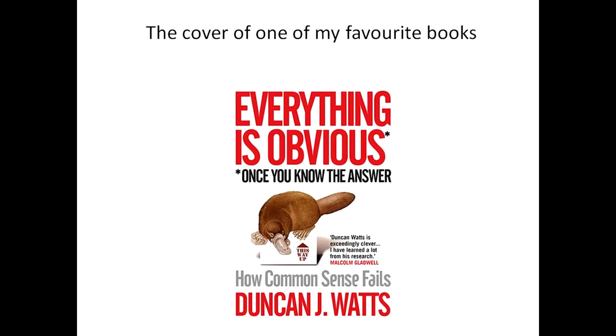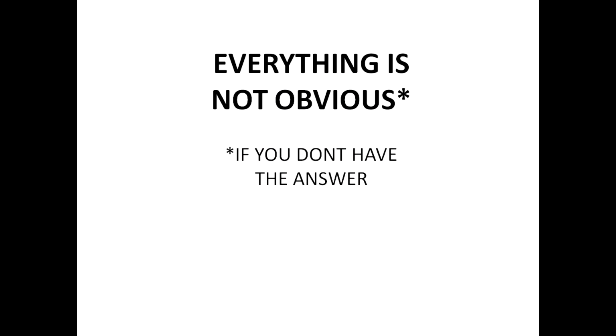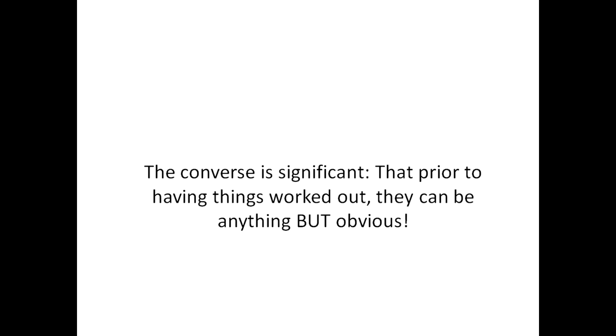The next thing we're going to look at is how the government goes about actually doing these injections we've been talking about. So I'll start this section by introducing a cover of one of my favourite books, Everything is Obvious, asterisk, and the asterisk refers to once you know the answer. Why am I showing you the cover of this book? Well, to emphasise the opposite, actually: that things that you don't have the answer to aren't necessarily easily obvious. In fact, things that aren't worked out can be anything but obvious.